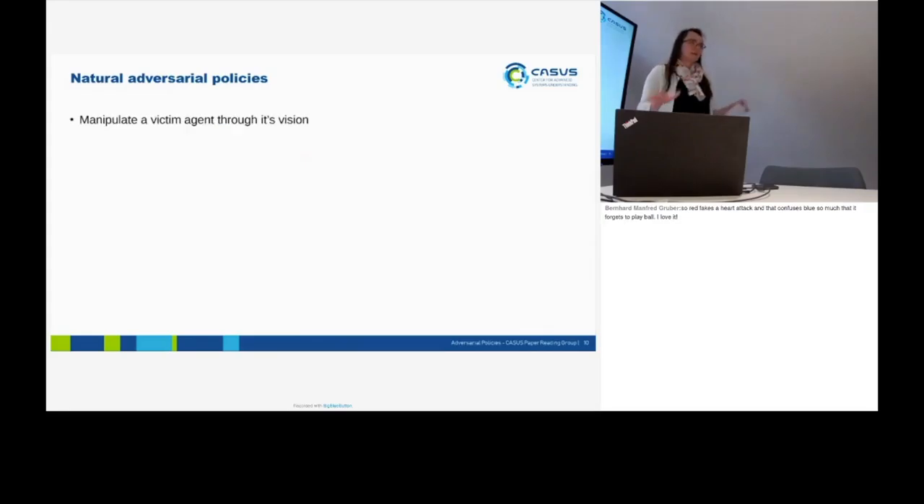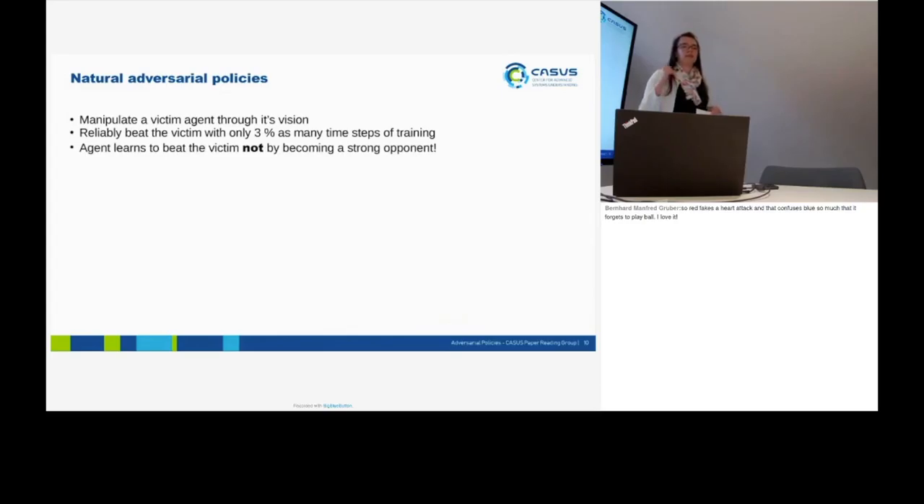So to sum everything up, we can see that the victim agent can be successfully manipulated through its vision. They can reliably beat the victim with only 3% as many time steps of training as for the victim policies. So it's very fast to train an adversarial policy, which is good. And the adversarial agent learns to beat the victim not by becoming a very strong opponent, but by simply falling to the ground and twitching.